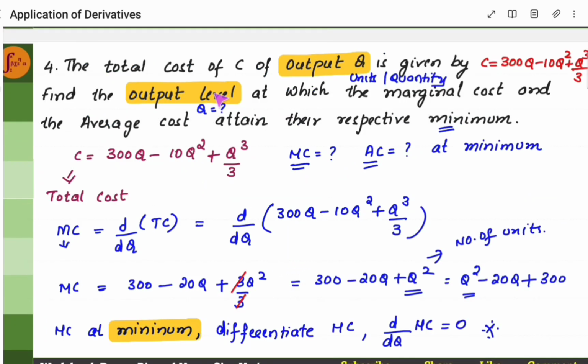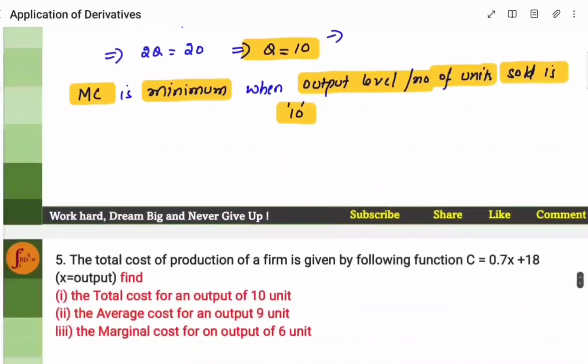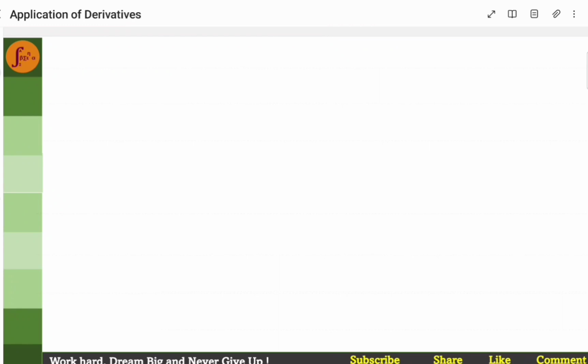Now let's go to the second part of the problem, where we have to find the output level at which average cost is minimum. What should be the output level, or the number of units sold, if average cost should be minimum? This is the meaning of that particular statement. We need to find Q, or output level, when average cost is minimum.